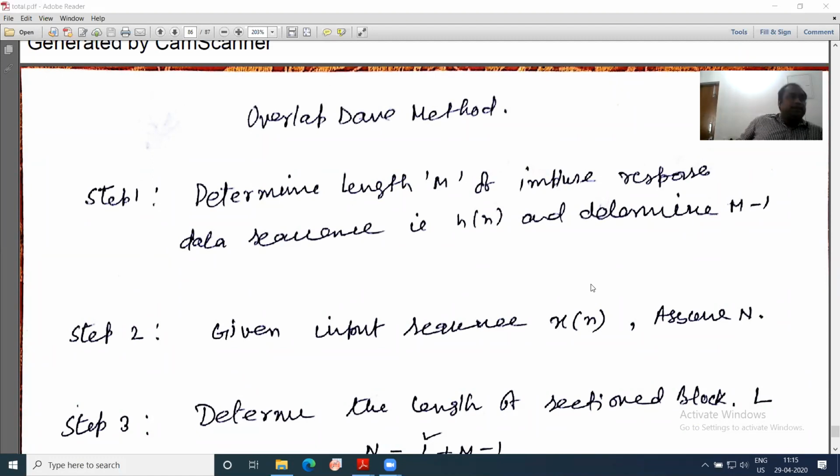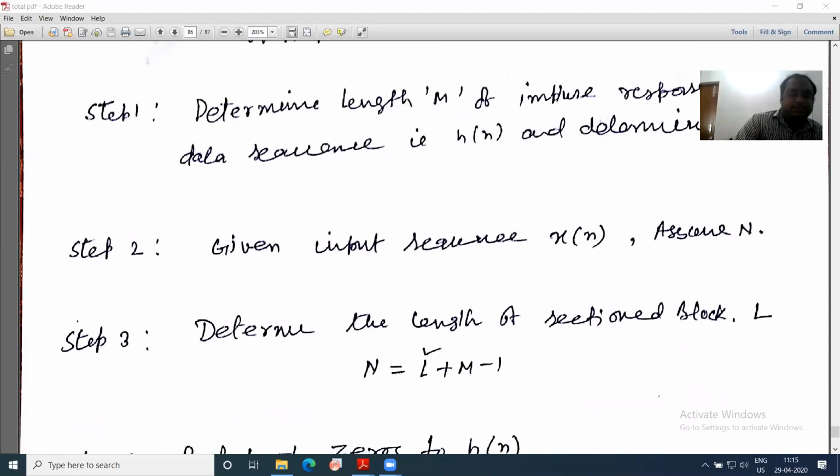So take that signal, 12 points are there. Now I have to make a decision on how to divide the block. Let us make the decision that I will be taking 4 data in a block. If I make this decision of 4, then I will assume N equal to 4. From this, my N is now known, M minus 1 is also known, then I can find the value of L.